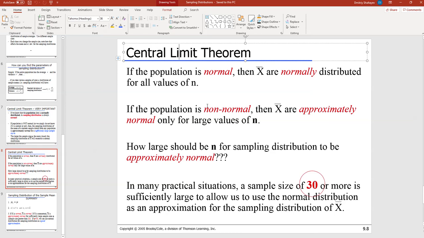Okay, the central limit theorem basically says that we don't really care how the distribution of your population looks. If you have a big enough sample, what's big enough? 30 or more. You take 30 bottles or 50 bottles or 100 bottles per sample, that's good enough. In this case, your sampling distribution will be normal.